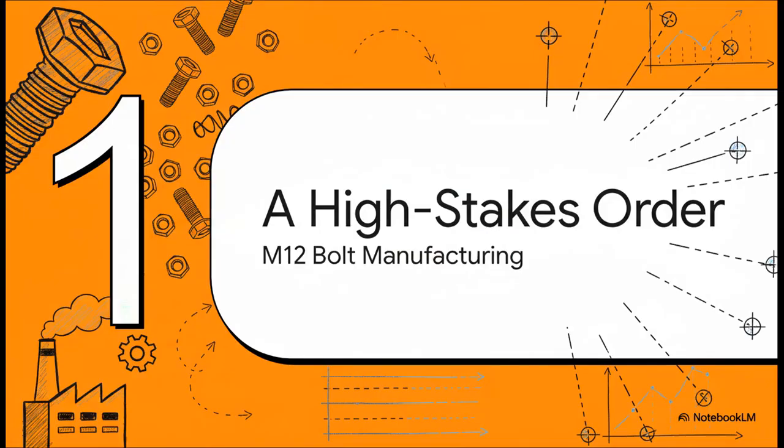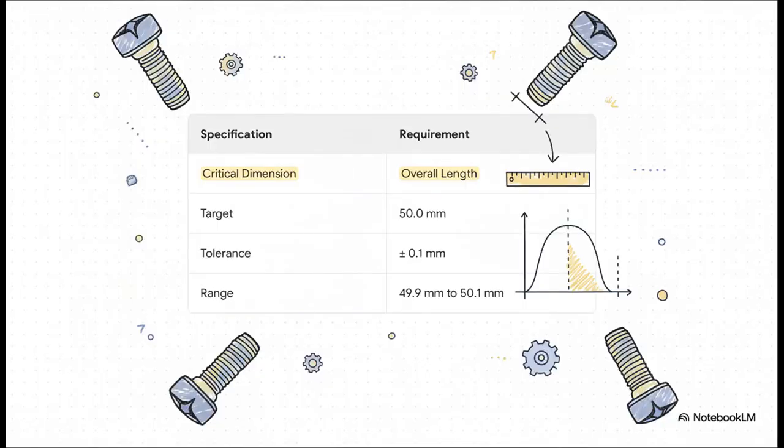All right, so our story kicks off with a bolt manufacturer. They've just landed this massive order for M12 bolts, but this isn't just any old order. The client needs these bolts for a super high precision assembly, and there is literally no room for error. And when I say no room for error, I mean it. The precision they're asking for here is just extreme.